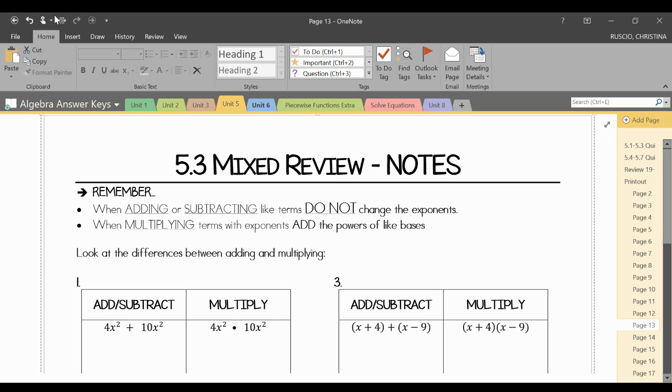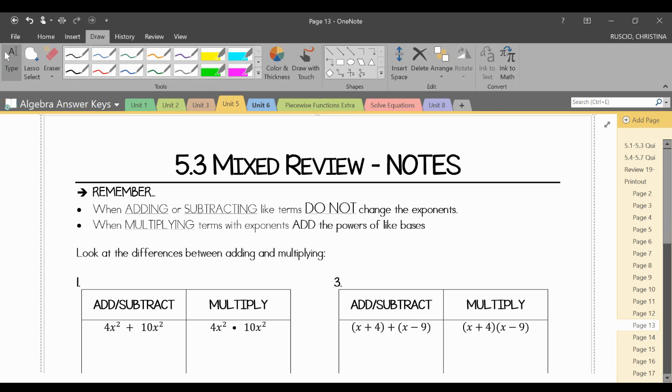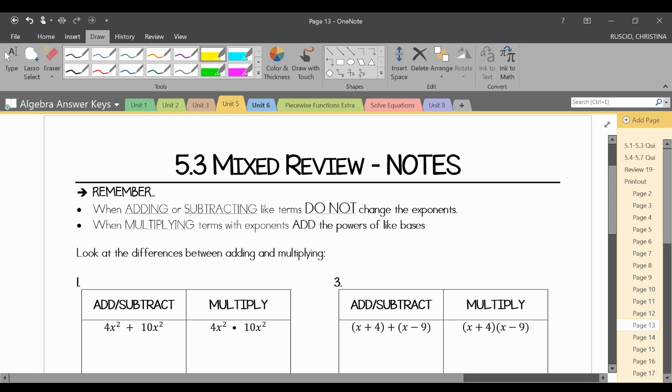Welcome to the 5.3 lesson video on mixed review. The mixed review is we are going to be simplifying polynomials, so we're going to be adding, subtracting, and multiplying. Before we begin, it's really great to point out that when we add or subtract polynomials, we're not going to change the exponent. So don't change the powers, okay?